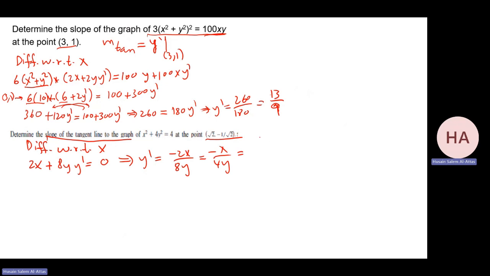Now substitute. You have minus root 2 over minus 4 root 2. This will be what? Minus 2 over minus 4, and that will be half. So that will be the slope. That will be y prime. This is y prime. Here, I'm substituting at this point.